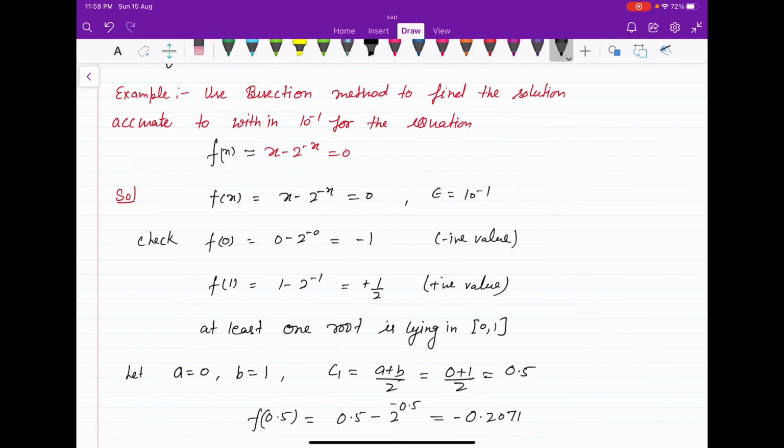Here let us solve a problem with the help of the bisection method. Find the solution of the equation f(x) equal to x minus 2 raised to power minus x within 10 raised to power minus 1.